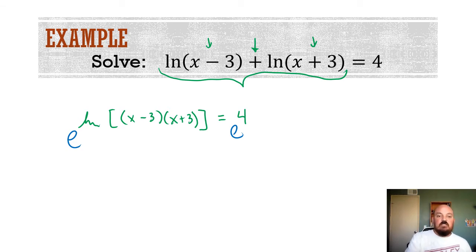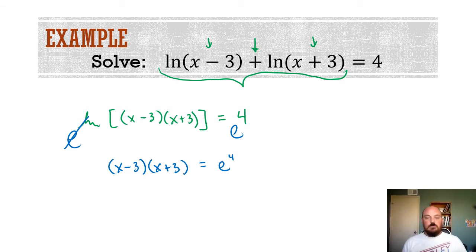Now the e to the x and the natural log of x cancel. So you get just what was inside, which is the x minus 3 times x plus 3. And now it equals e to the 4th power. We want to solve for x. The next thing I would do is multiply it all out. And you could have done that right off the bat too. Yeah, you could have multiplied the x minus 3 times the x plus 3. It's actually a difference of 2 squares, and it ends up just being x squared minus 9.